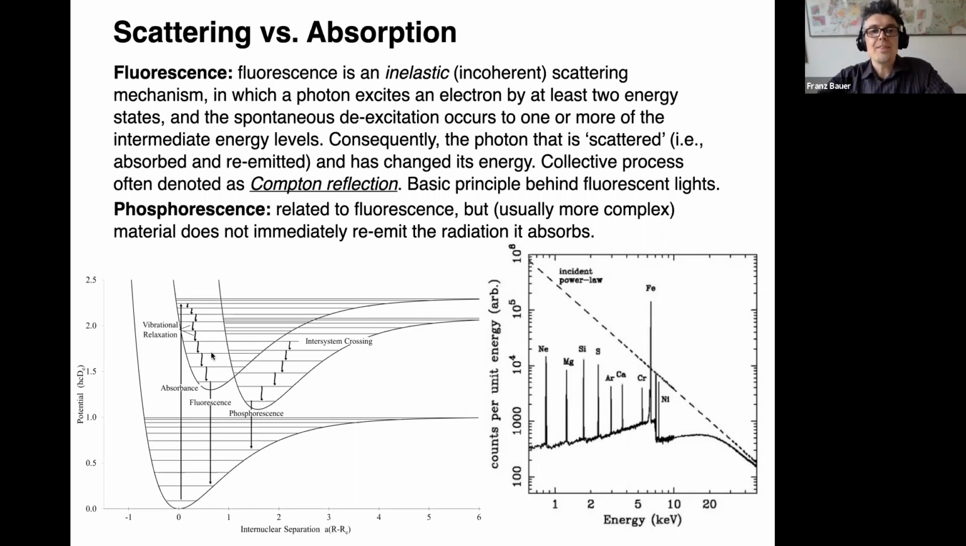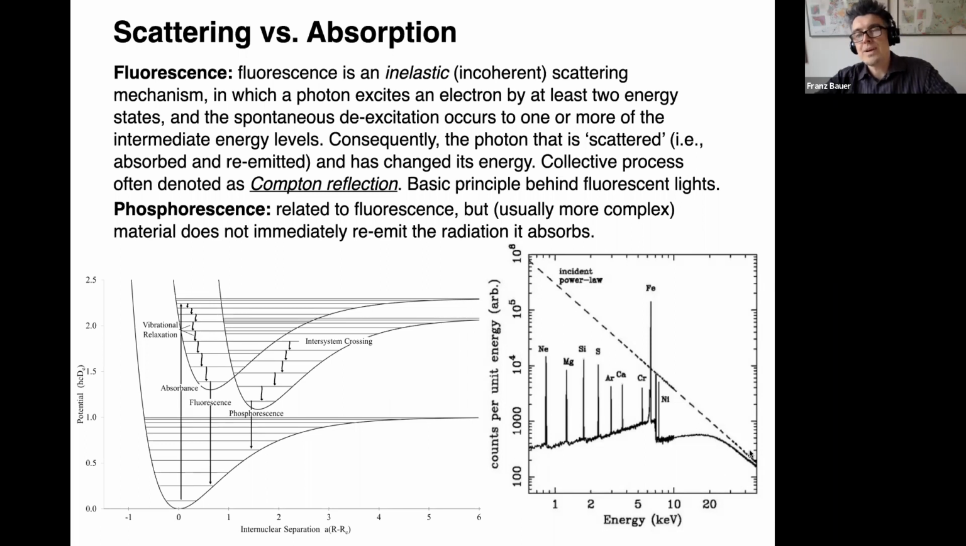And so this fluorescence is collectively... You can think about this process. It can also be denoted as Compton reflection. And actually, it's the principle behind fluorescent lights. And this is just showing you an example of, we see fluorescence a lot in the X-ray band.